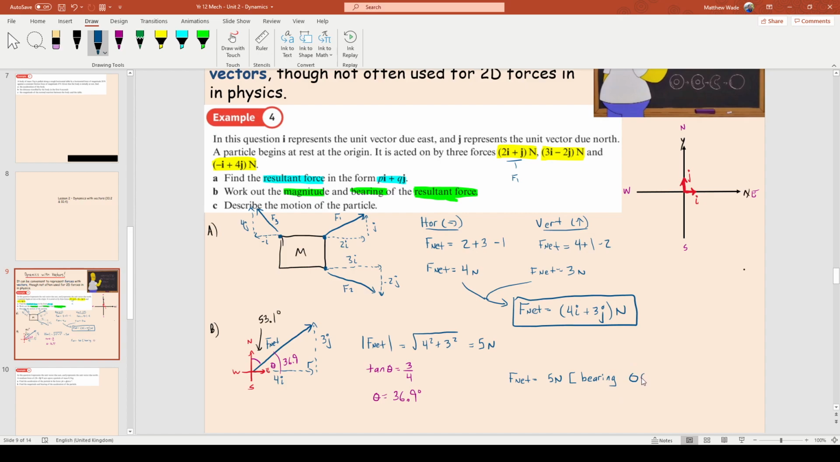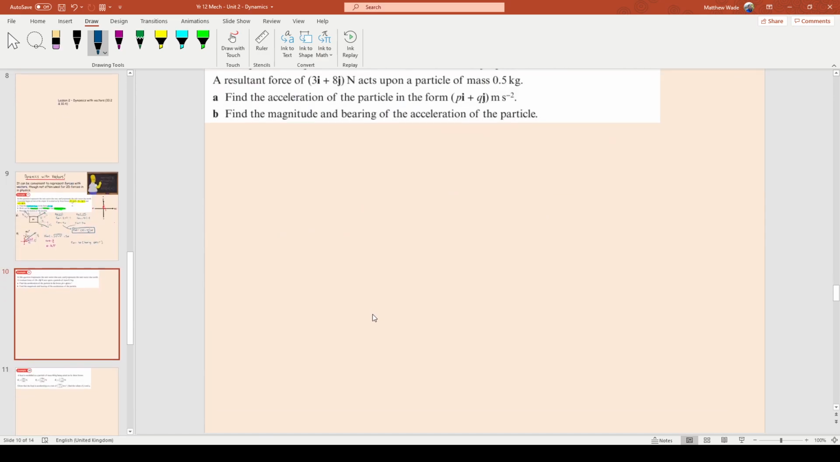So 053.1 degrees. I don't know if you need the 0 or not there. I know that they often include the 0, so I'm going to do it just to be safe. And that's it. Bish bash bosh, your first ever vector question done. Not too bad. It's the exact same skill as last time, but with a little bit more faff to it. That's all. Cool. Rightio.